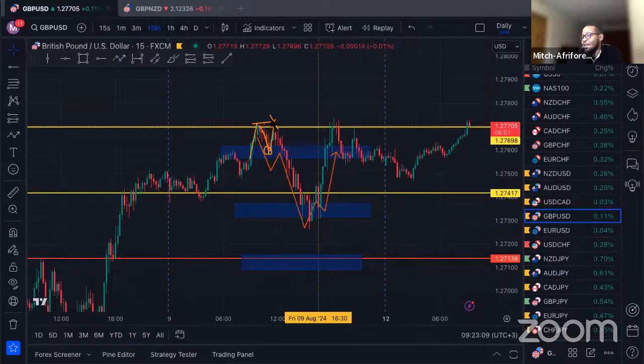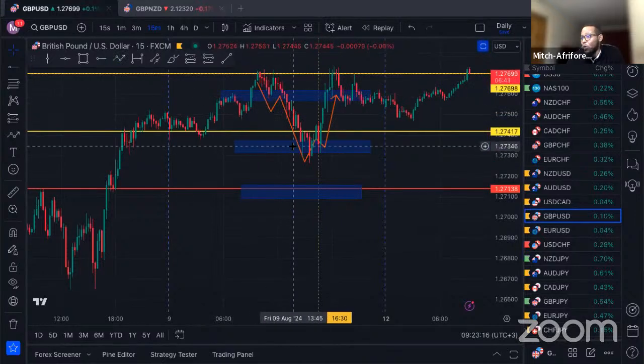And you can clearly see it did struggle to make a new high within that level before the price ended up starting to come down lower. Now, the fact that the price came down lower, it was a good sign.